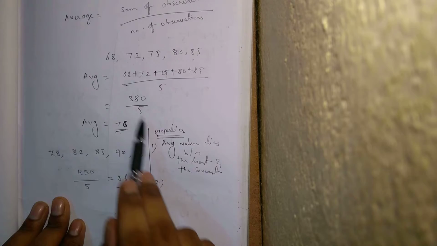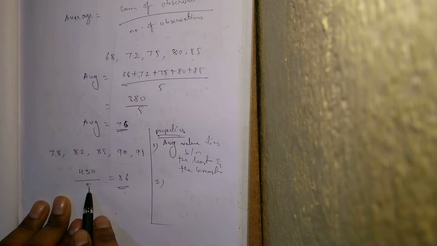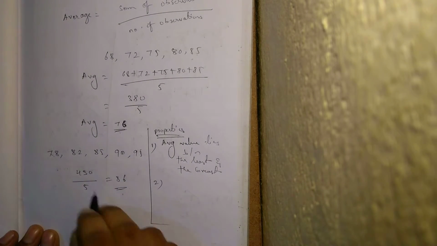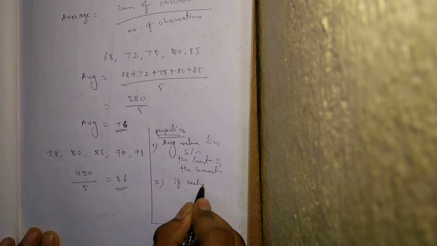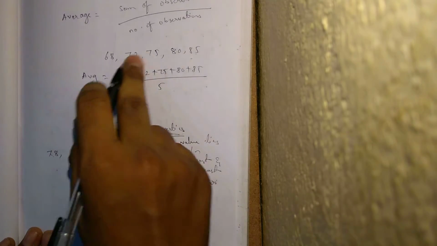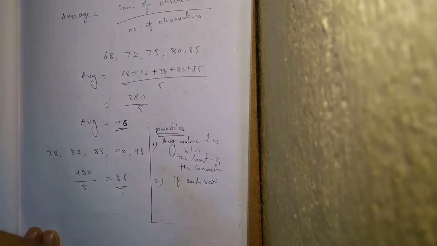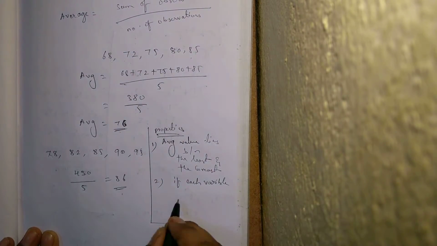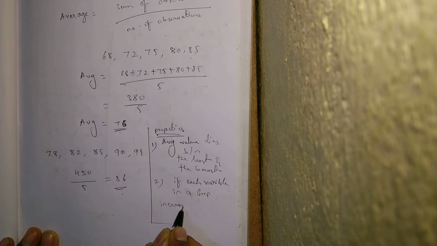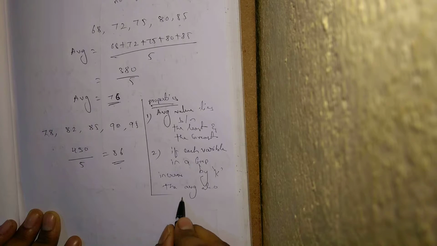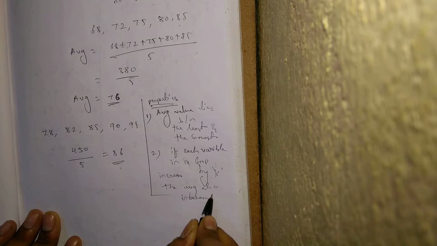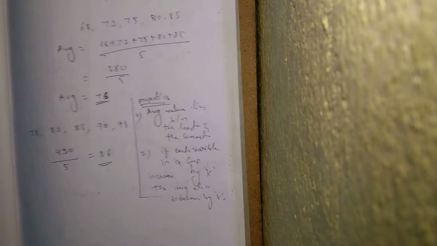So the overall increase is 50, right? So 50 divided by 5, what? 10, right? So the average will also increase by 10. So what you can say is, if each variable in a group increases by k, the average also increases by k. This is what I want to say.